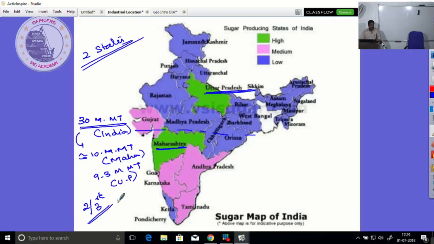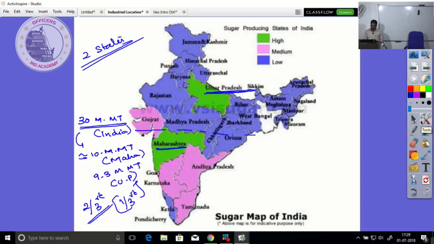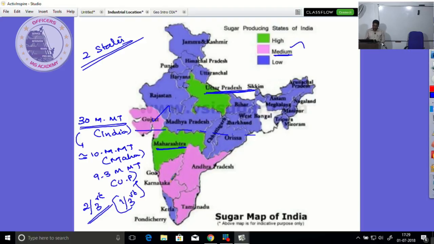Now what we find is that in entire sugar production in India, two states themselves occupy somewhere around two-thirds of the production. All other states put together produce only one-third of the total production. The states of medium production of sugar are Gujarat, Karnataka, Andhra Pradesh and Tamil Nadu. So the major producers are only two, Uttar Pradesh and Maharashtra, followed by the medium producers Gujarat, Karnataka, Andhra Pradesh and Tamil Nadu.